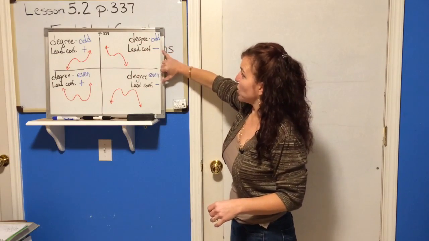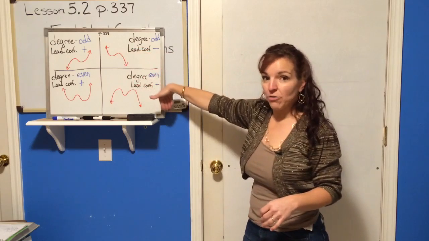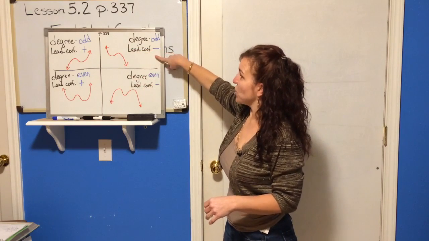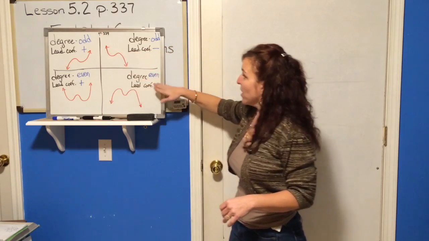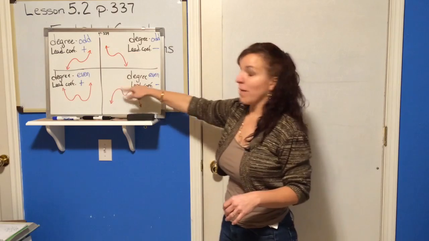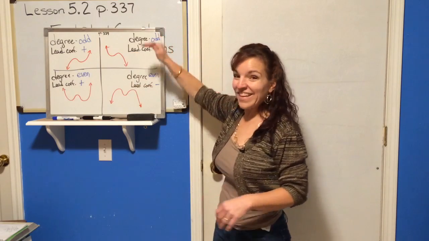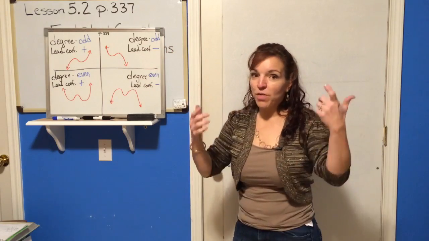if your leading coefficient is negative, then to the right, you're going to end up going down. So that means that if your leading coefficient is negative and your degree is odd, then you started at the top and you went down. But if you're even, you're going to start at the bottom and go back to the bottom. So, odd is one up and one down. Even is both up or both down.